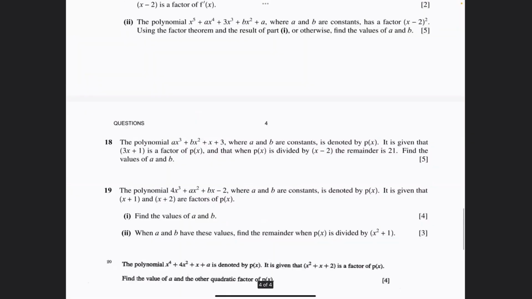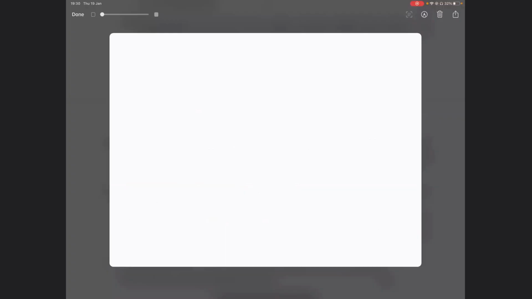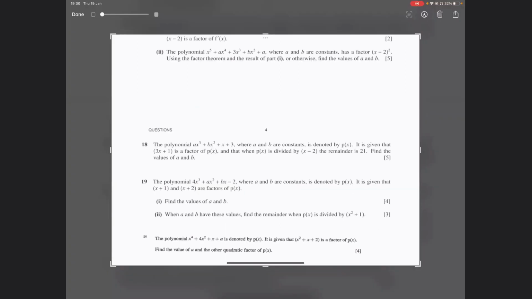Okay, let's try this. This is question number 18 from the worksheet. Let's attempt this one.